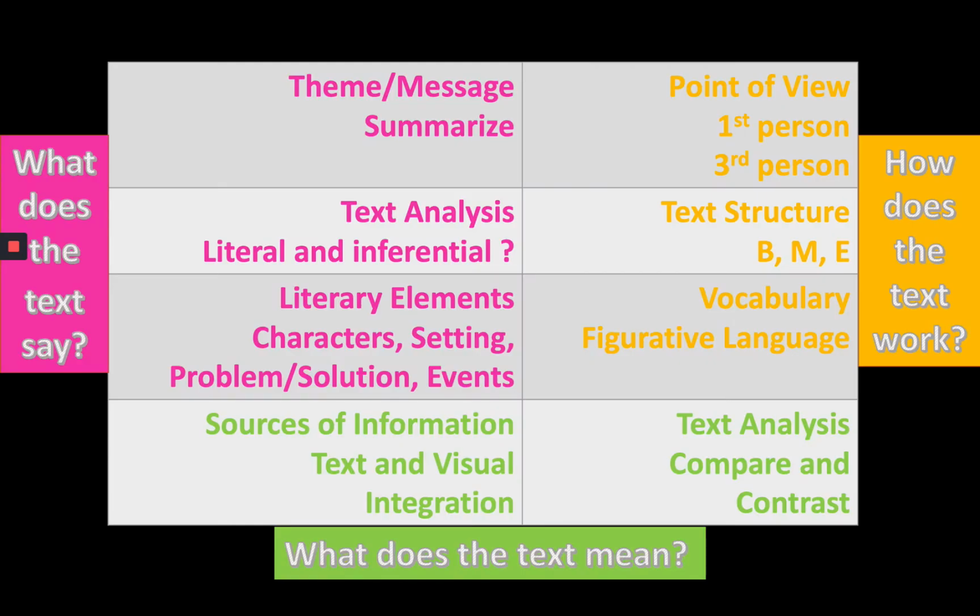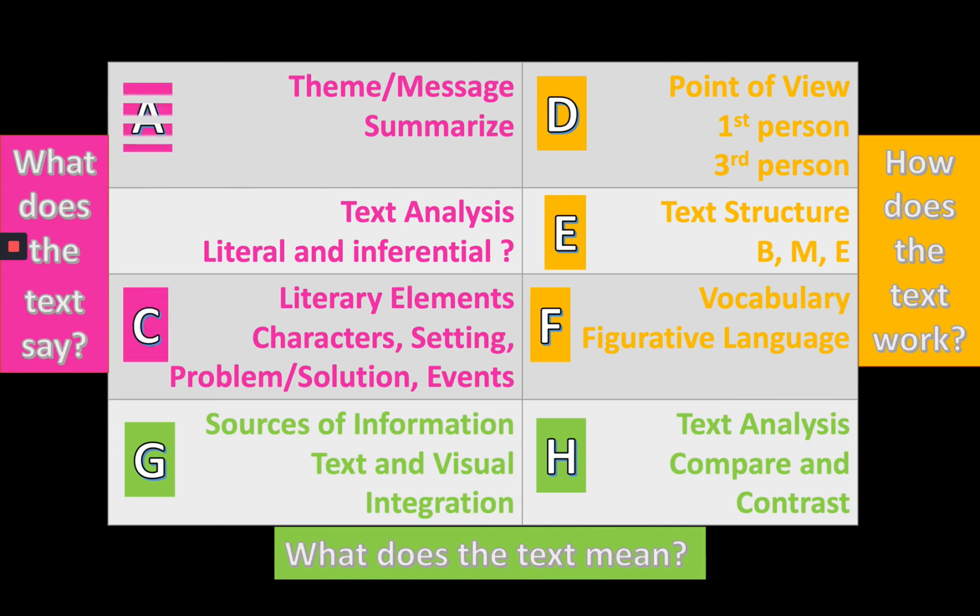All right, so no matter how you decided to categorize with shapes or with colors, here we have, what does the text say? Key ideas and details are A, B, C. How does the text work? That is author's craft and structure. You have D, E, F. G, H, what does the text mean? That is knowledge and integration, or integration of knowledge.